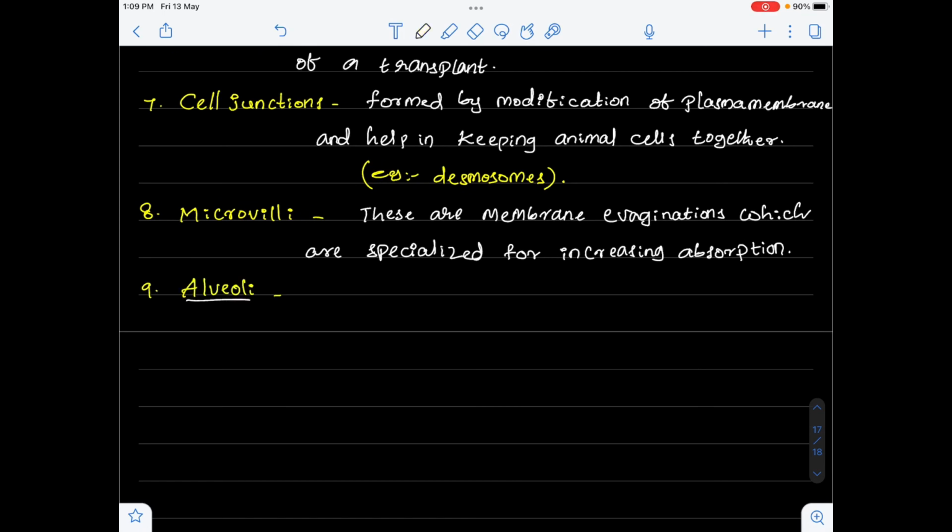And here we can also take alveoli. Alveoli are the sac-like structures present in the lungs. These are modifications of the plasma membrane, and these alveoli increase the surface area for the diffusion of gases.